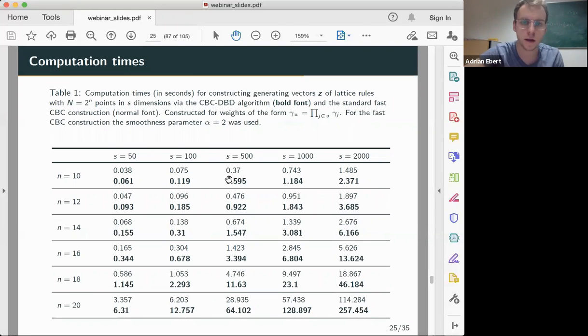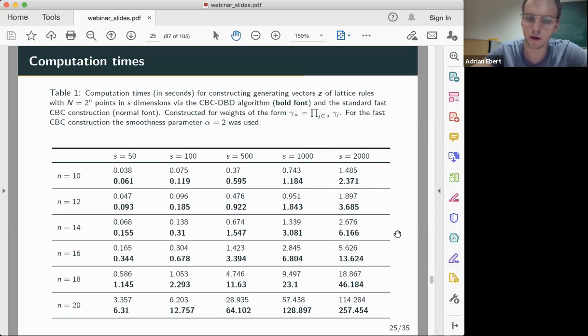Regarding the computation times, I just put a table here of computation times. In bold is our CBC DVD algorithm, and then as a comparison, the fast CBC algorithm. In general, like I said, they both have a complexity of Sn log n. That can also be observed in this table.